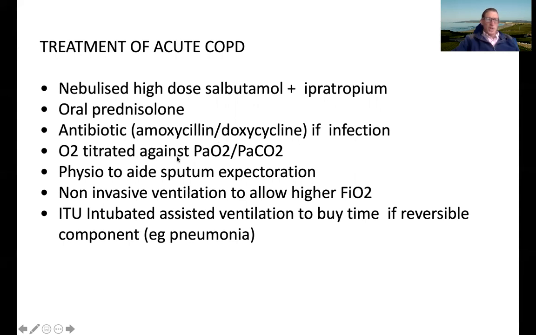We give them oxygen titrated against their partial pressure of oxygen and partial pressure of carbon dioxide. Tom will tell you more about that. We use physio to try and get the sputum up. And we don't tend to invasively, mechanically intubate and ventilate them. We tend to use non-invasive ventilation. And that permits us to get away with a higher inspired oxygen level. And Tom will tell you more about that.